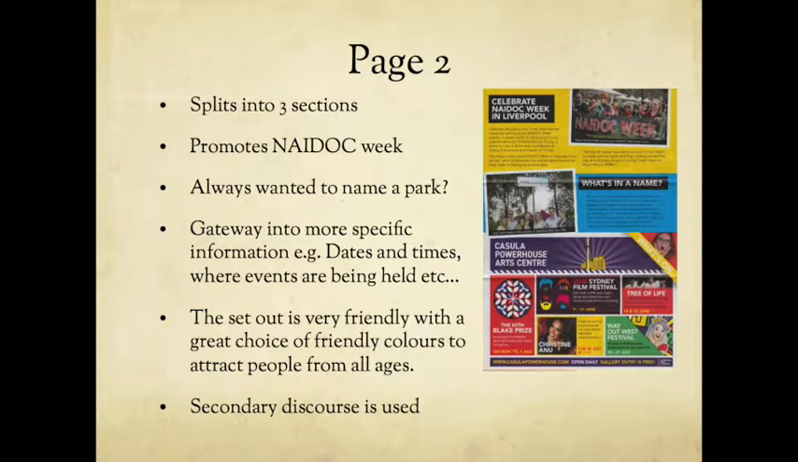Page 2 split into 3 sections. It promotes National Aboriginal and Islanders Day Observance Committee. It has a section titled Always Wanted to Name a Park. Then why not come up with a brilliant name? It also includes a gateway into more specific information such as dates and times of where local events are being held. The set out is very friendly with a great choice of colors to attract people of all ages.